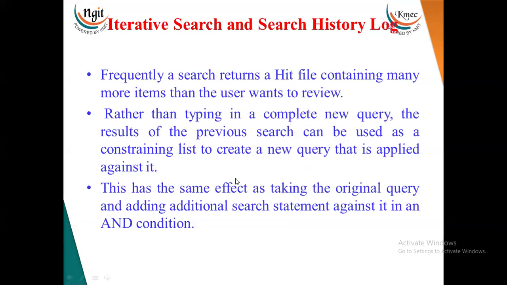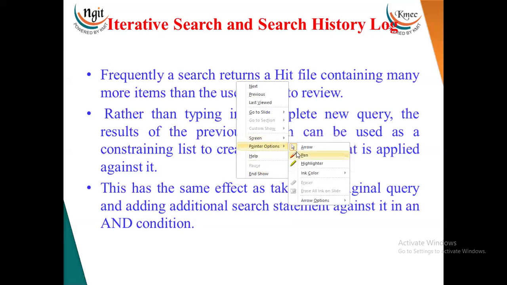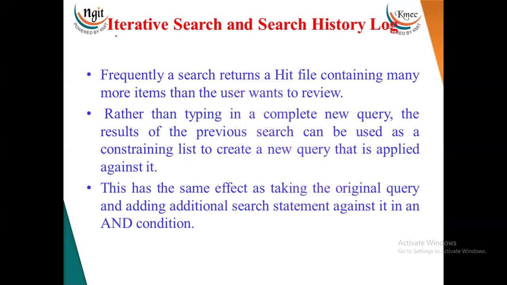Next one is iterative search and search history log. By the name itself, you can say that if you are checking for some element which frequently returns a hit file, you can mention these elements in the search history log and easily search those values. Instead of typing a complete new query, according to the previous query, the element will be automatically highlighted and you can easily use that. And you can also use the Boolean AND condition for this.